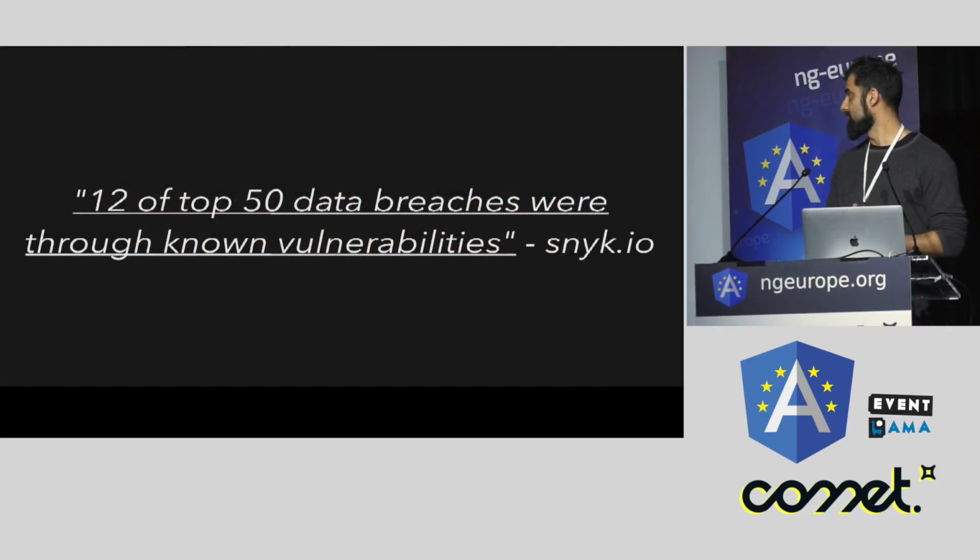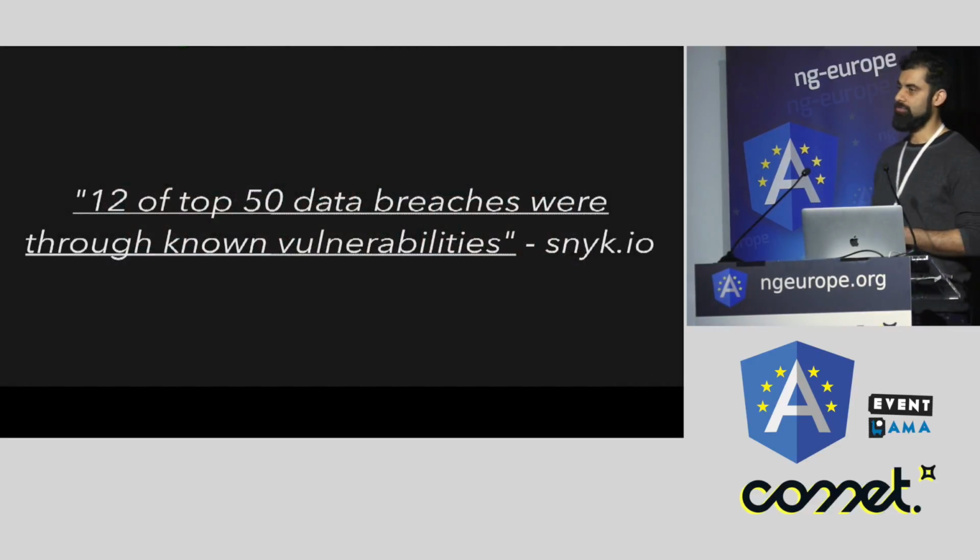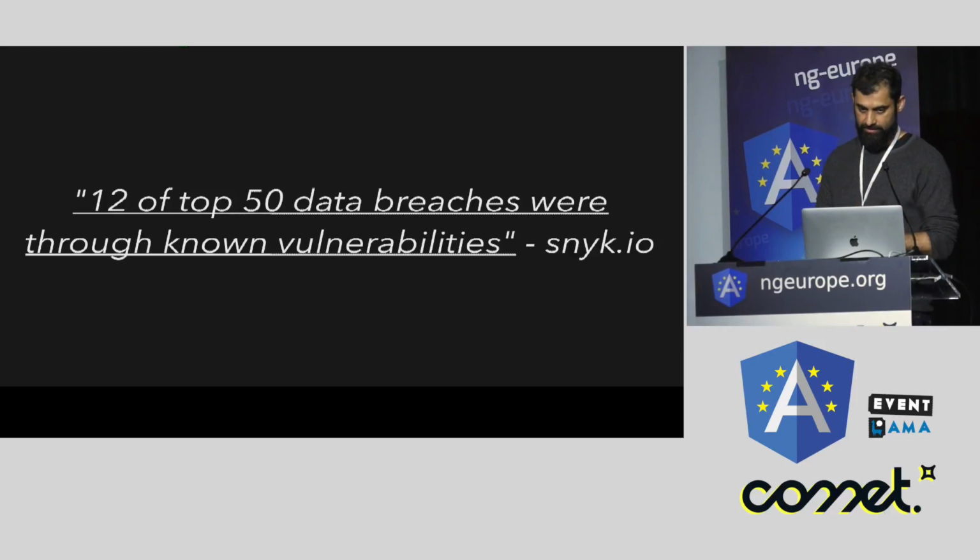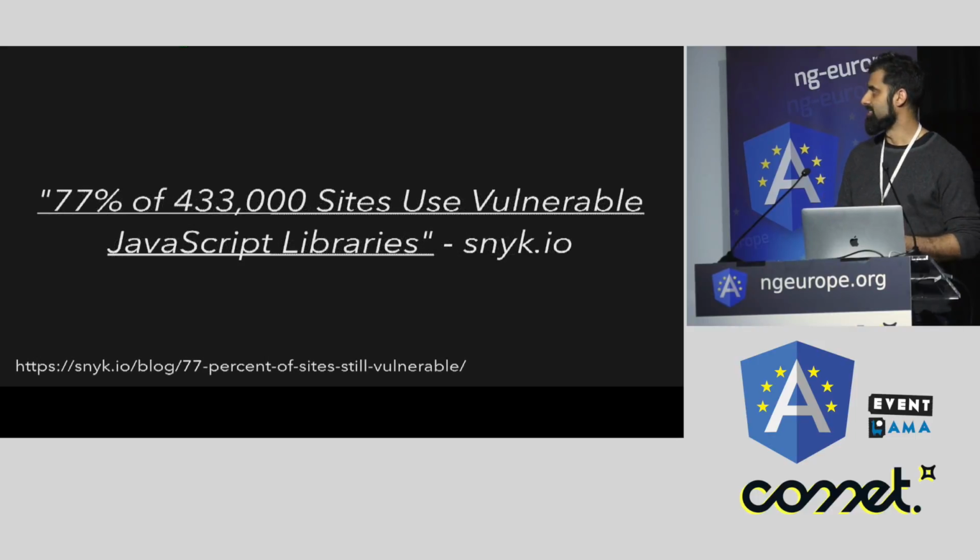So this is Snyk, a node security firm, and they did this report, I think, in 2016. 12 of the top 50 data breaches were through known vulnerabilities. So 25% of all breaches are through known vulnerabilities. And I think in this one more recently, they discovered that 77% of all the sites they examined were using vulnerable JavaScript libraries.